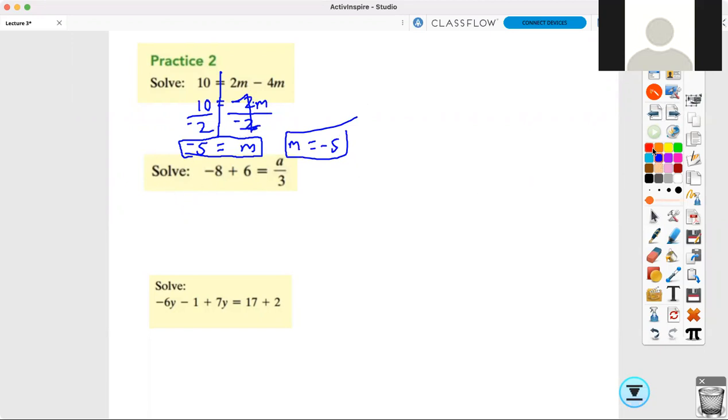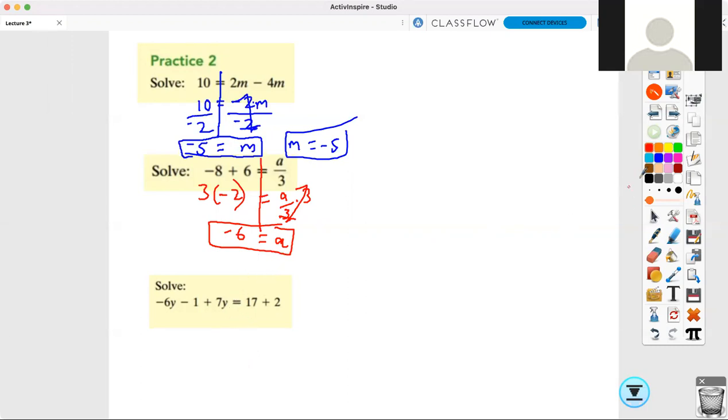Solve the second one. Let me go ahead and switch my color up. Negative 8 plus 6 equals a over 3. Well, negative 8 plus 6 are like terms, they're both constants. So when I combine them, I get a negative 2, and I can bring down a over 3. When we have a fraction like this, it's another way to divide. So we're going to have to multiply by 3 on both sides. So multiply the 3, this becomes a 1. So now a is by itself. 3 times negative 2 is negative 6. And then once again, we have to check our answer, right?